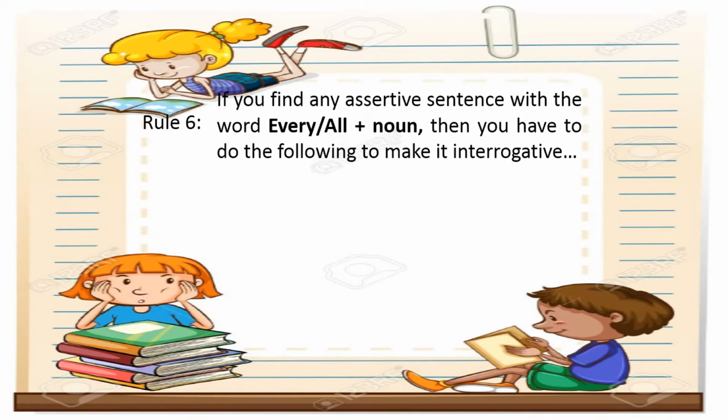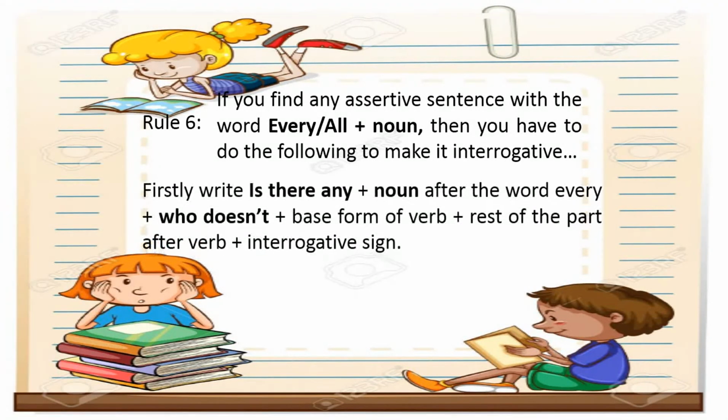Rule number 6. If you find any assertive sentence with the word every or all plus a noun. In our previous rule we found everybody, everyone, all. Now there is just a little change in the structure. Here we will find every or all plus a common noun. Then you have to do the following to make it an interrogative sentence. Firstly write is there any plus the same noun that comes after every or all, plus who doesn't, plus the base form of the verb, plus the rest of the part after the verb, plus the interrogative sign, as before. Try to remember the structure. Here you will have to write is there any.